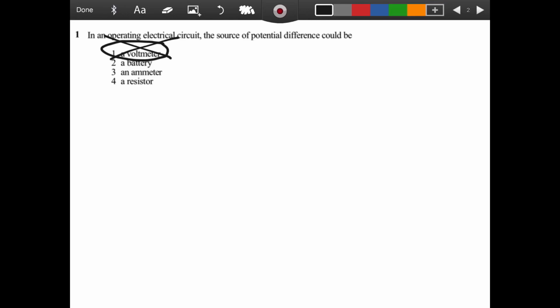Now, what a voltmeter does is it measures the potential difference, but the potential difference is provided by a battery. So the voltmeter measures potential difference, the battery provides potential difference. So the battery would be the source of potential difference.